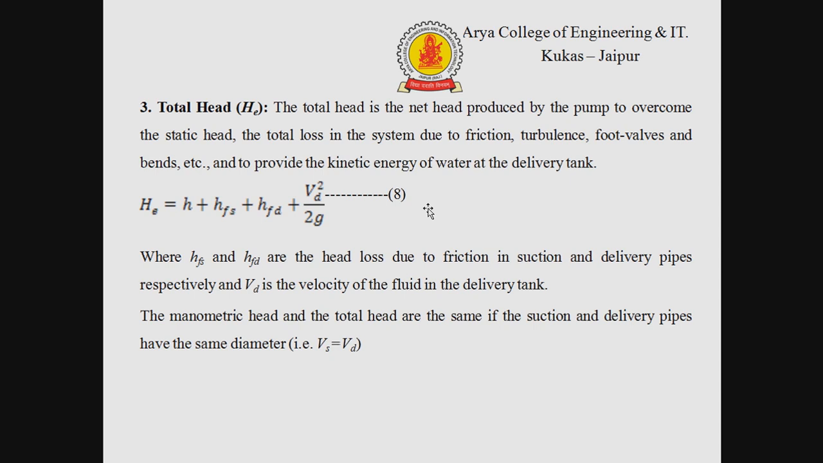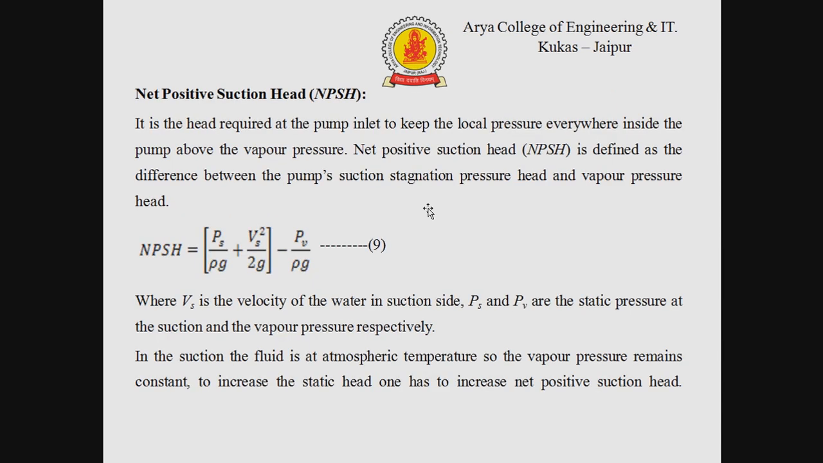The value of the total head is shown by equation 8, where HFS and HFD are the head loss due to friction in the suction and delivery pipes respectively, and Vd is the velocity of the fluid in the delivery pipe. The manometric head and the total head are the same if the suction and delivery pipes have the same diameter, that means Vs, the velocity in the suction pipe, is equal to the velocity in the delivery pipe.